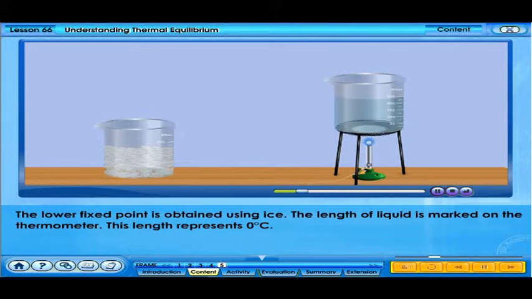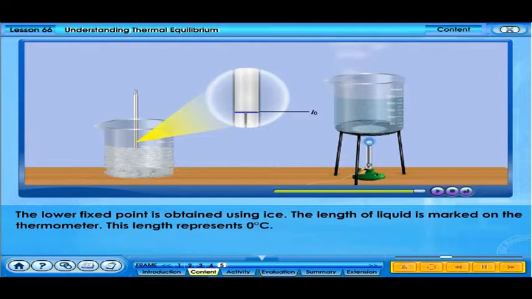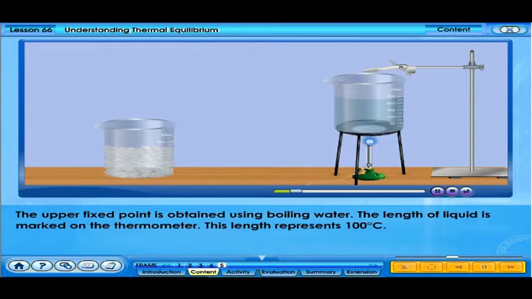The lower fixed point is obtained using ice. The length of liquid is marked on the thermometer. This length represents 0 degrees Celsius. The upper fixed point is obtained using boiling water. The length of liquid is marked on the thermometer. This length represents 100 degrees Celsius.